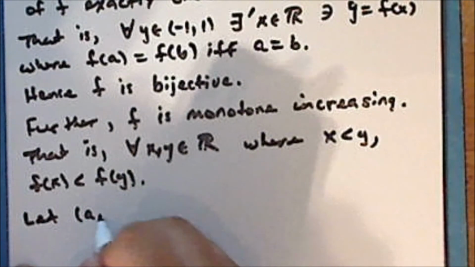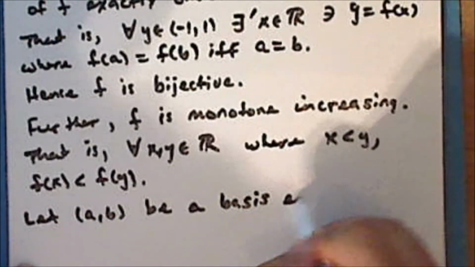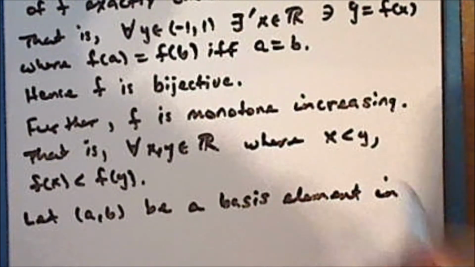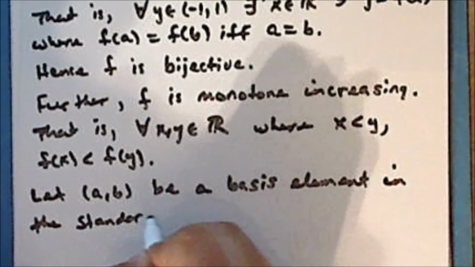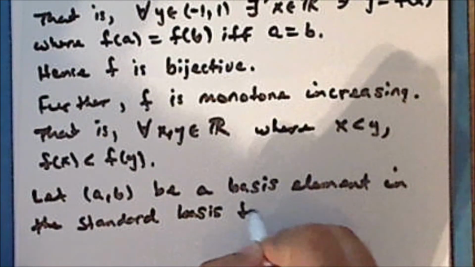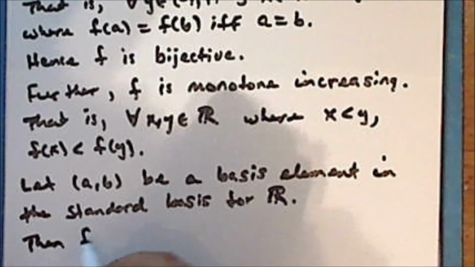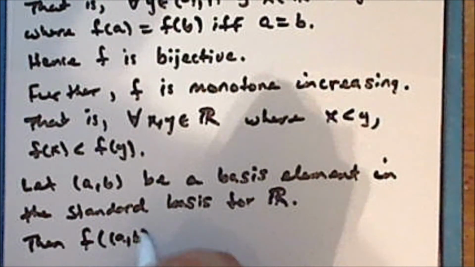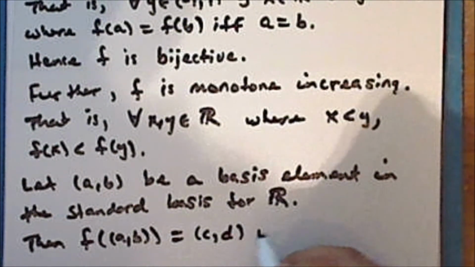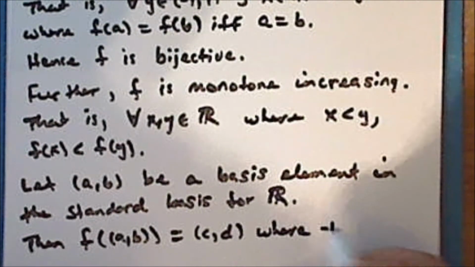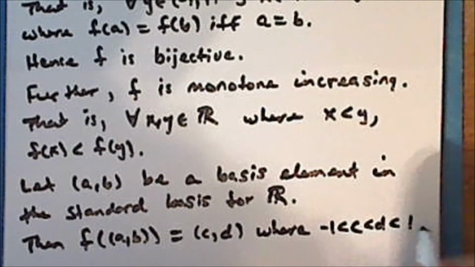So let the open interval from a to b be a basis element in the standard basis for the real line, then the direct image of this open interval is an open interval of the form from C to D, where C is greater than negative 1, less than D, which in turn is less than 1.